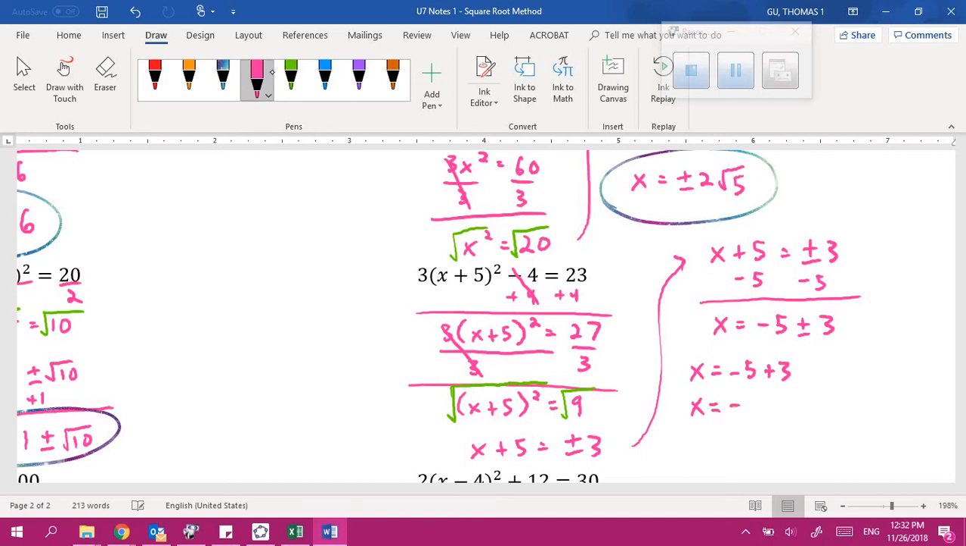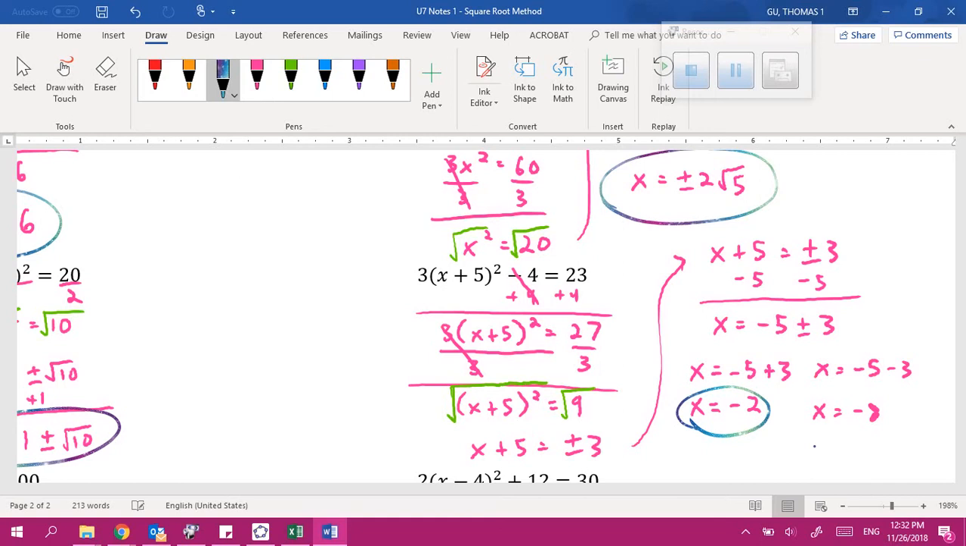Negative 2. So one of my answers is x equals negative 2. For my other answer, it's going to be x equals negative 5 minus 3. Okay, so what is negative 5 minus 3? Negative 8. And so those are my 2 answers.